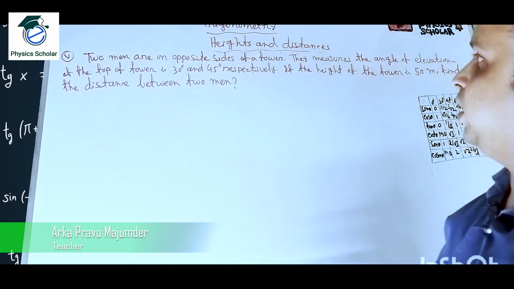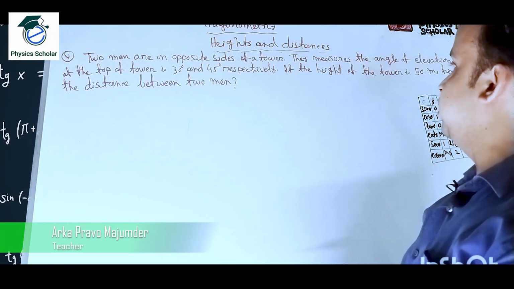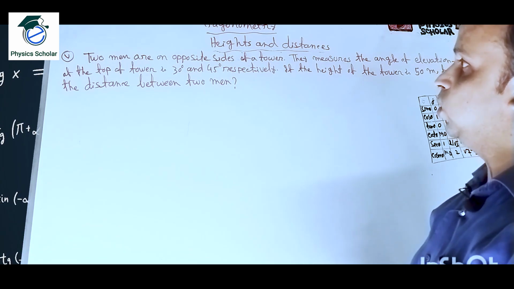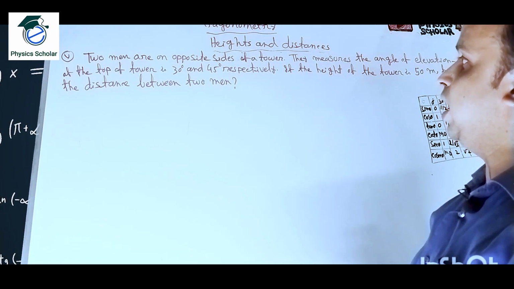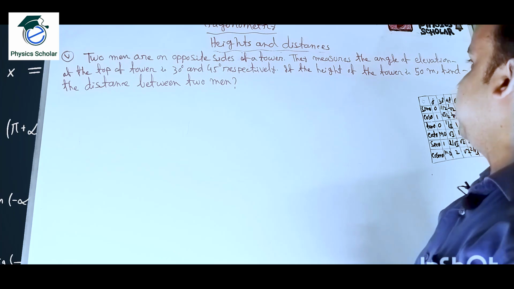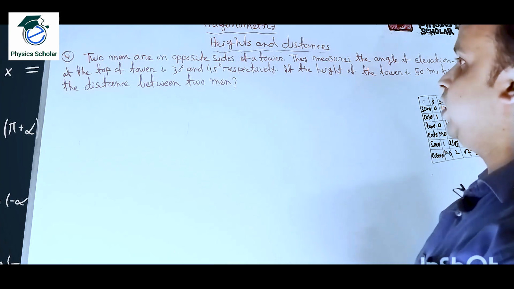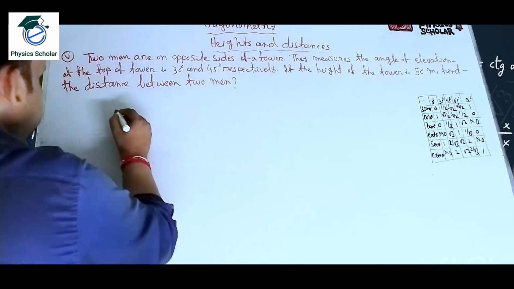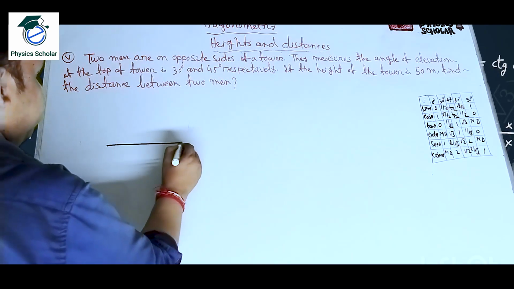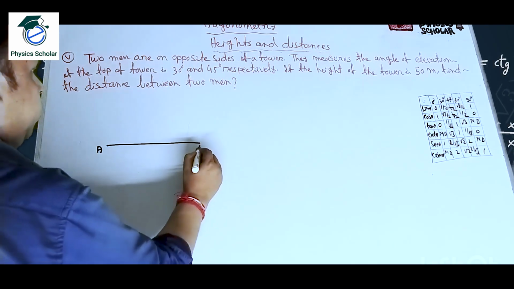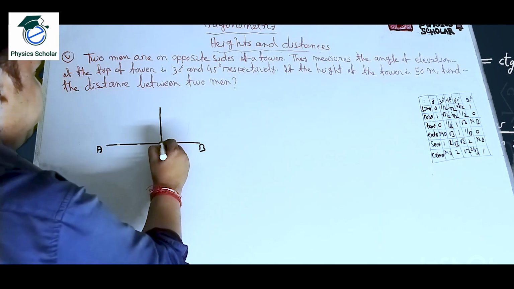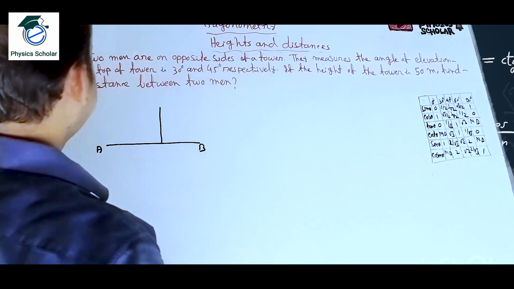Two men are on opposite sides of a tower. They measure the angle of elevation of the top of the tower as 30 degree and 45 degree respectively. If the height of the tower is 50 meter, find the distance between the two men. So suppose the two men, suppose it is point A, it is point B. So it is the position of the two men, and in between the tower is there.